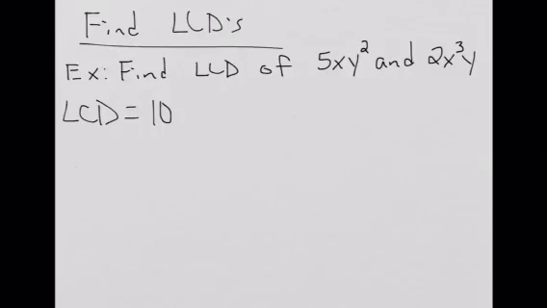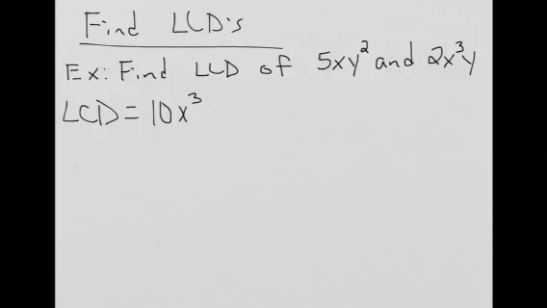And so now we have x. One of these has 1 x, one of them has 3 x's. So what's the smallest number of x's that both of these will go into? Well, obviously x would go into x, but then I couldn't take 3 x's and put that into 1. So the smallest thing that both an x and an x cubed would go into is actually x cubed itself. X goes into x cubed, and x cubed goes into x cubed, and so that becomes the x part of my LCD.